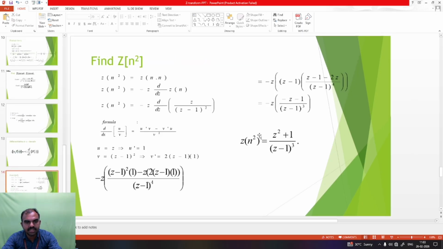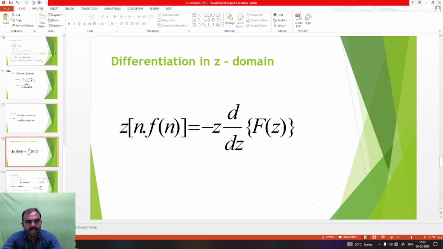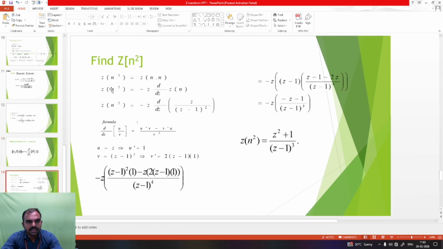Now let's see one problem based on this differentiation. So Z of n square, we want to find Z of n square. So how do we write it? n square is n into n. So the function is multiplied with n, right? So we apply the differentiation in the z domain. So Z of n square is minus z d by dz of Z of n. What is Z of n? We know Z of n is z by z minus 1 the whole square. Right.